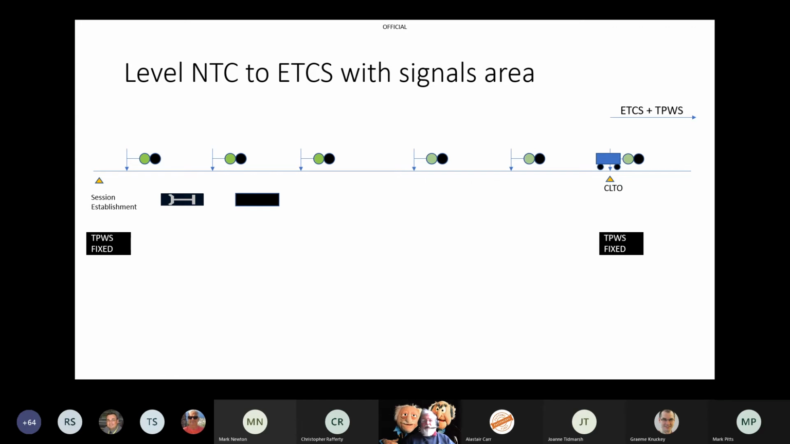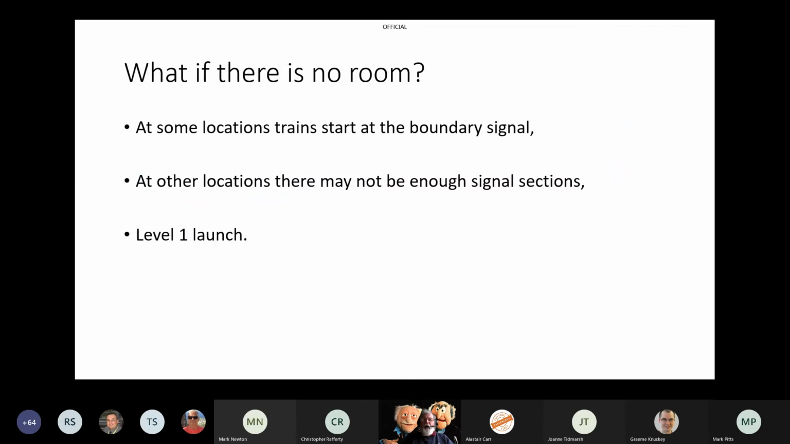Now, I guess a lot of you were going, whew, that's a lot of signal sections. Where am I going to put that on my scheme plan? Well, yes, it does look like a lot of signal sections, but you can have junctions and things in the approach area. It can be managed, but there are locations where there is no room. And at some locations, trains actually start at the signal, which is the boundary with the ETCS area. There may be certain locations where there just aren't enough signal sections.